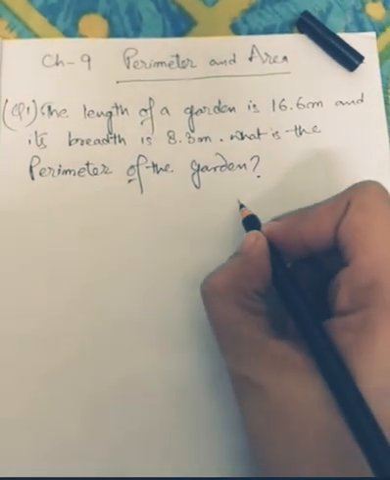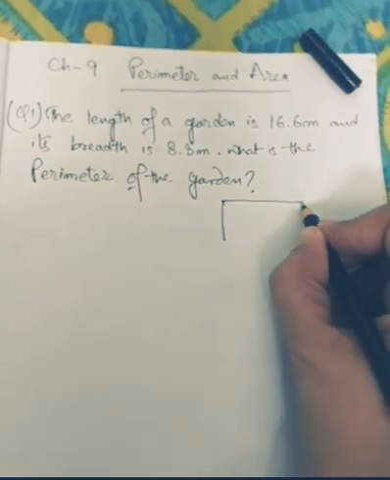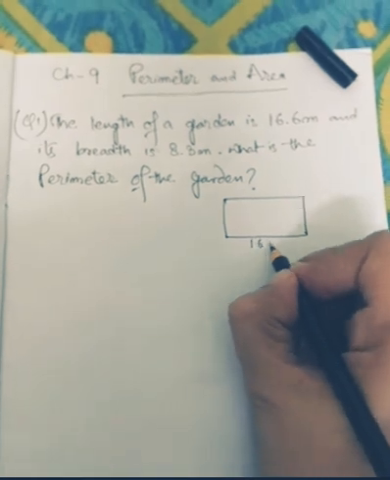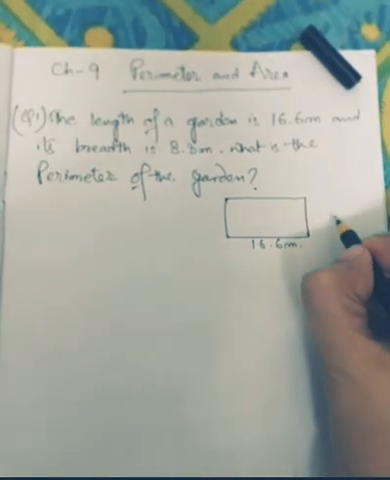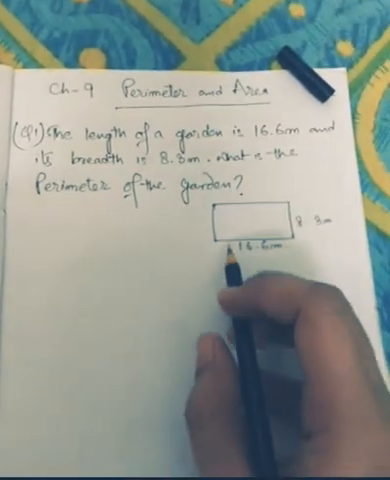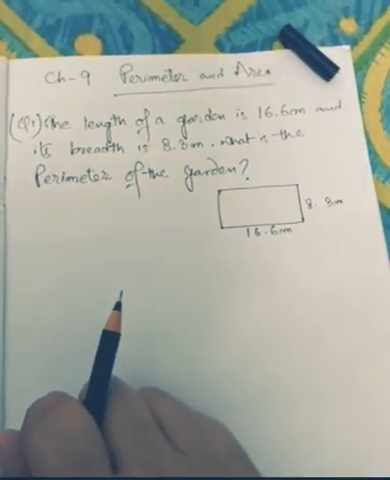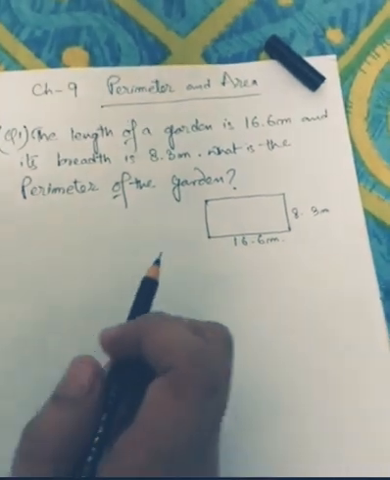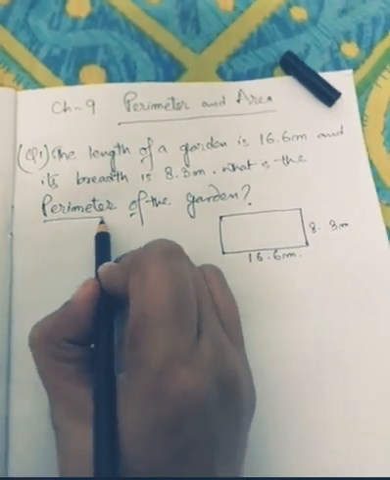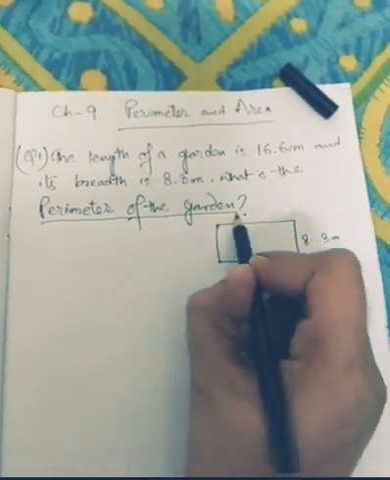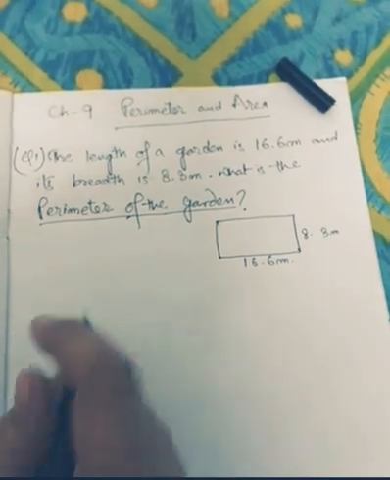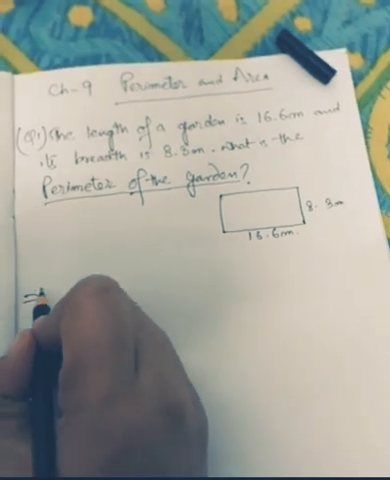Now if we draw the diagram according to the question, the length of the garden is 16.6 meter and the breadth is 8.3 meter. Doesn't it look like a rectangle? Yes, it looks like a rectangle. So what are we supposed to find out? We are supposed to find out the perimeter of the garden. Here the shape of the garden is a rectangle. So let's do the sum.